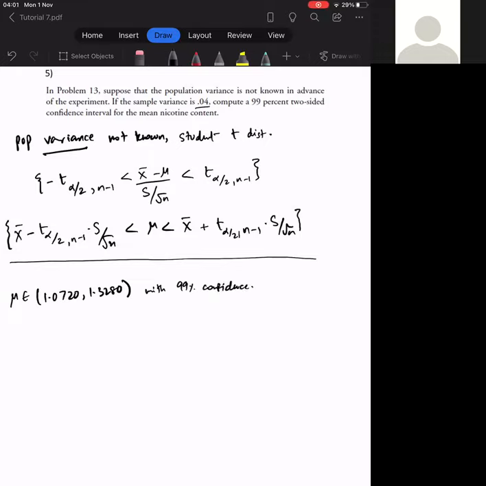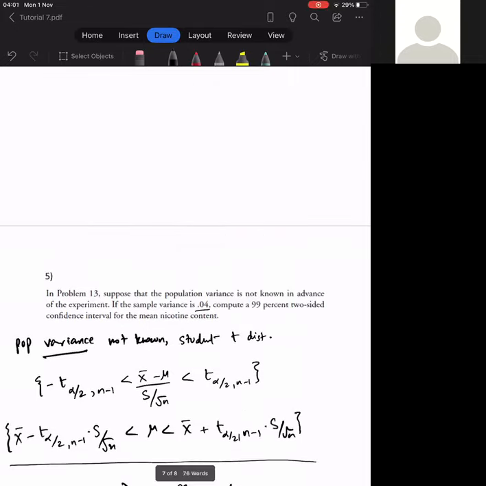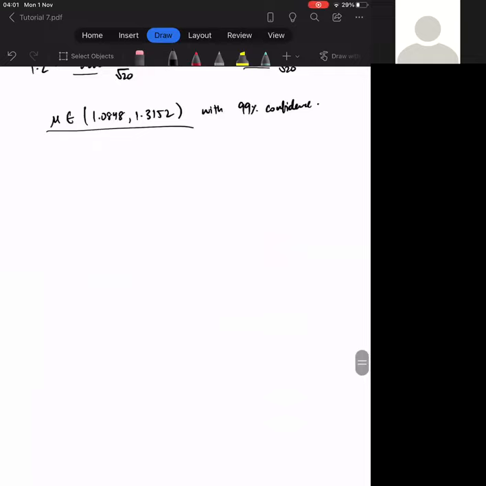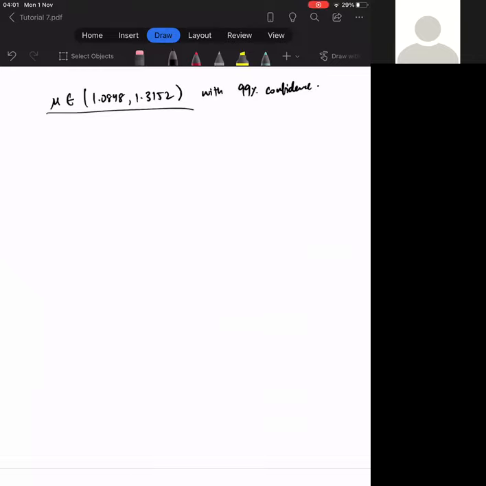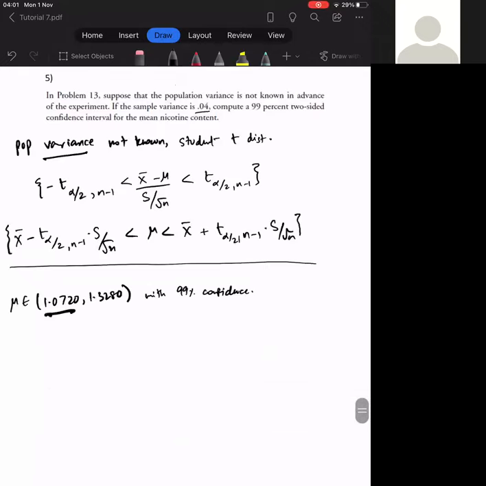And just to check as well, जब हमने ऊपर निकाला था, this was 1.0848 से लेके 1.3152 तक. यहाँ पे it's 1.0720 से 1.3280 तक. This is a wider range. And that's expected because now we don't know the population standard deviation or the population variance.